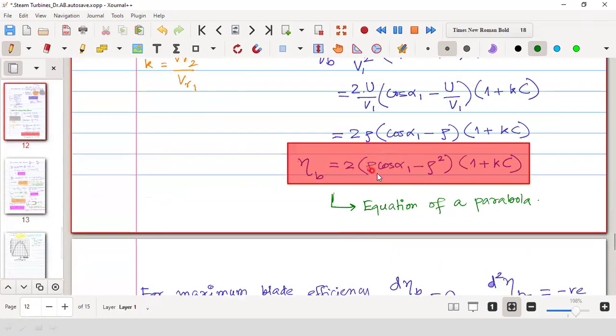So you see that this basically depends on both, that is alpha 1 as well as rho. So you see that initially when the speed ratio, say alpha 1, is constant.